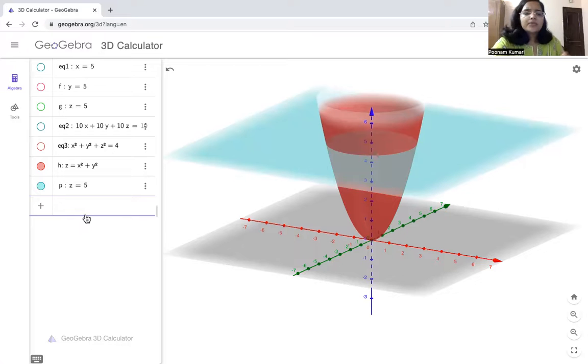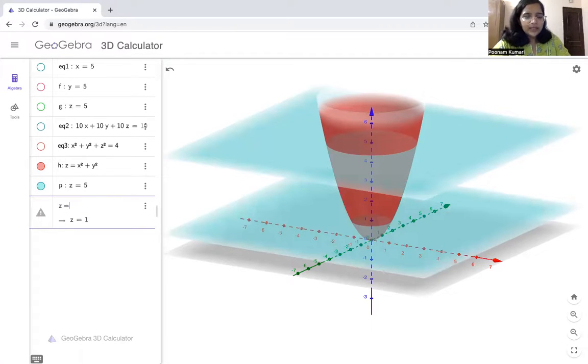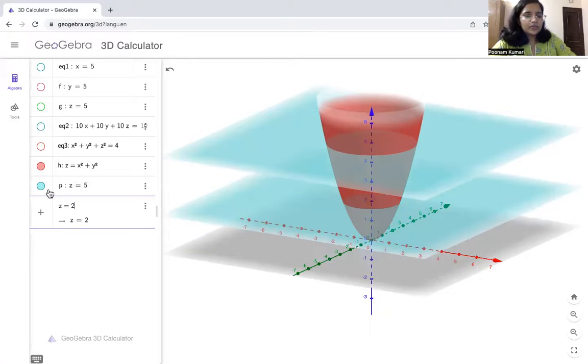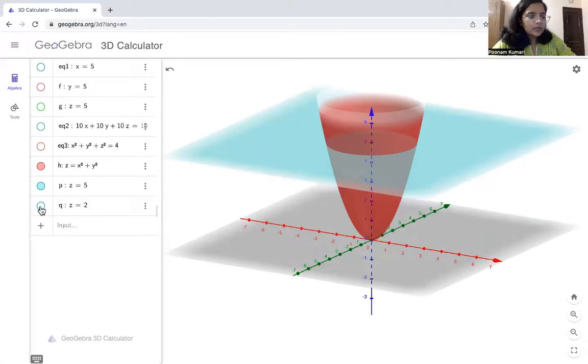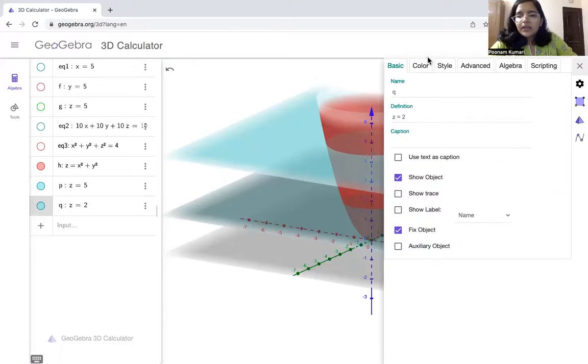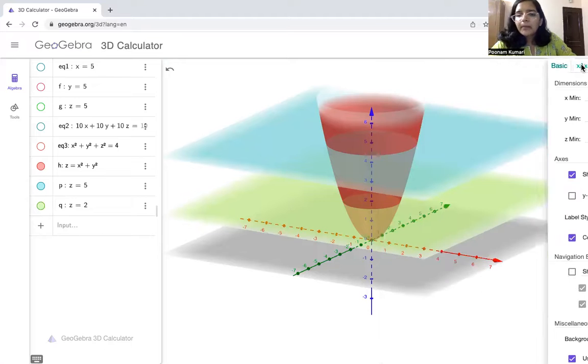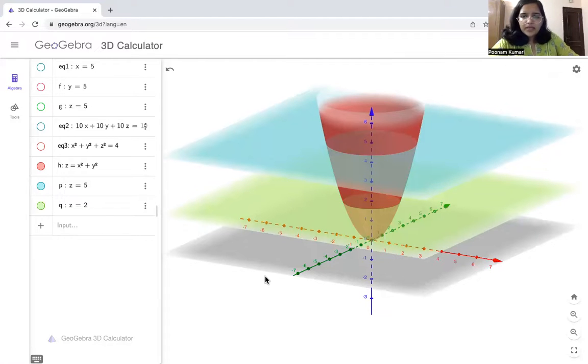फिर मैंने बोला चलो z equals 10 पे भी कट करो. चलो 10 तो हमें दिखेगा नहीं, z equals 2 पे कट करो, ठीक है? तो आपने z equals 2 पे भी कट कर दिया. इसका कलर we can change, let's change it to this one. Okay, yeah.